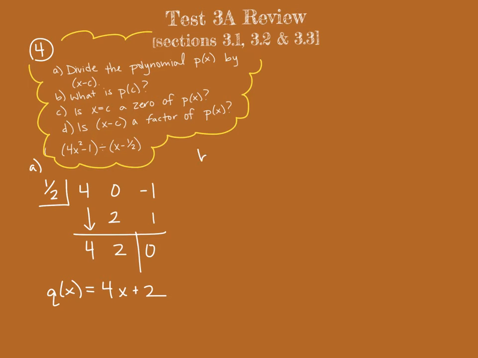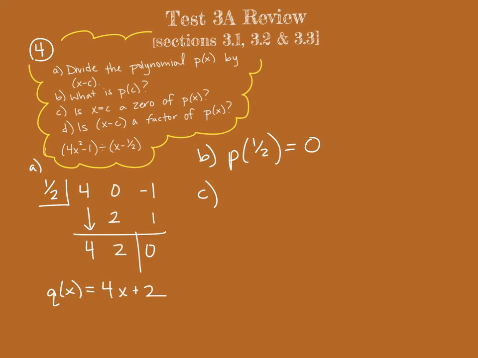Actually, I'm skipping part B real quick. I'm getting ahead of myself for part C and D. Part B is asking what is p of 1/2. This is the remainder theorem. The remainder theorem tells us that our remainder is a quick and easy way of plugging that number into our function. You totally could have plugged in p of 1/2 here, but the remainder theorem tells us that real quick and easy. So p of 1/2 is 0, our remainder.